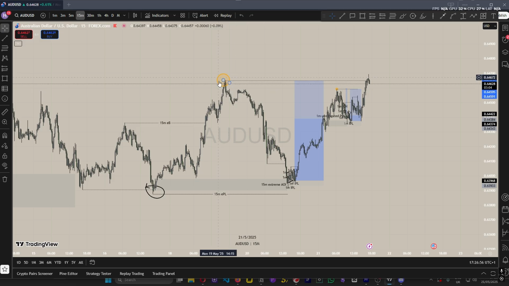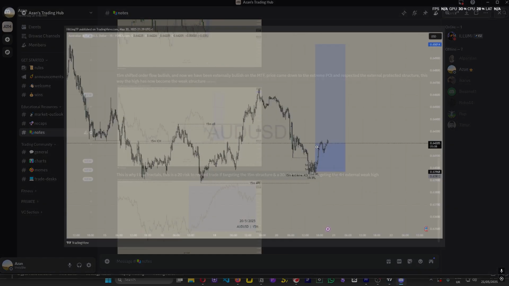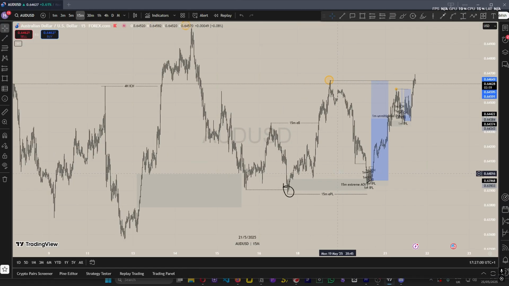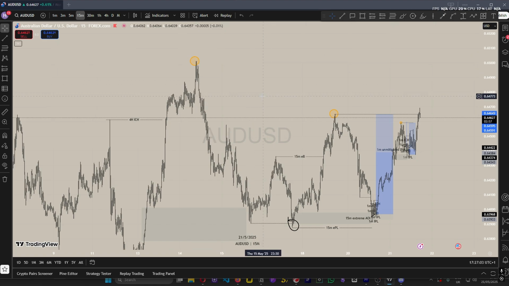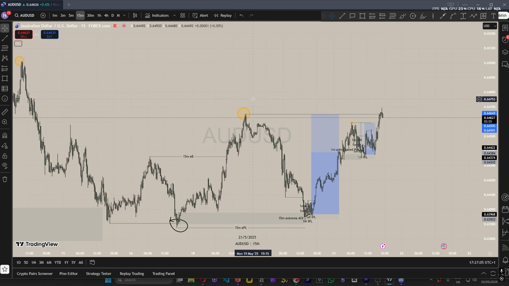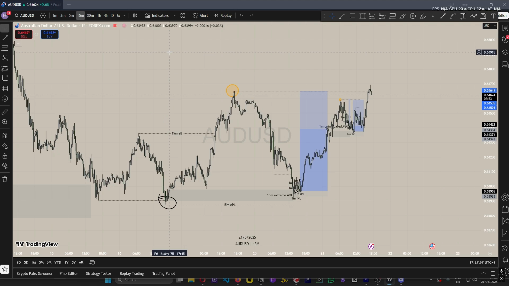I was expecting this high to get taken, just as I showed here. And of course, I'm expecting this high to get taken on the 4-hour time frame. Now we can quickly do a nice small breakdown explaining why.